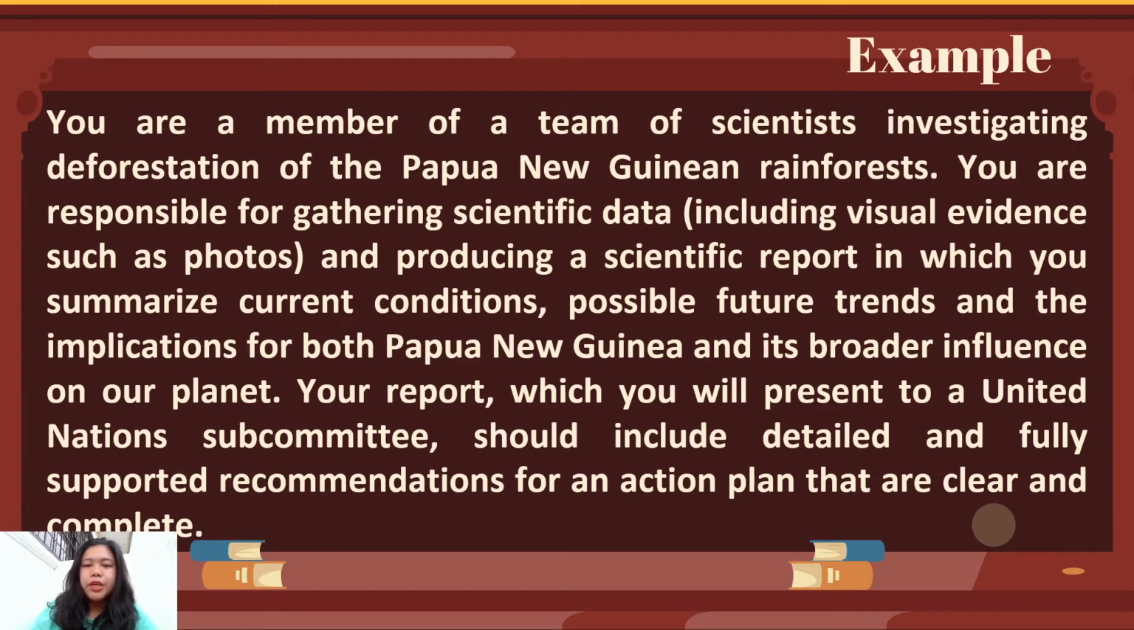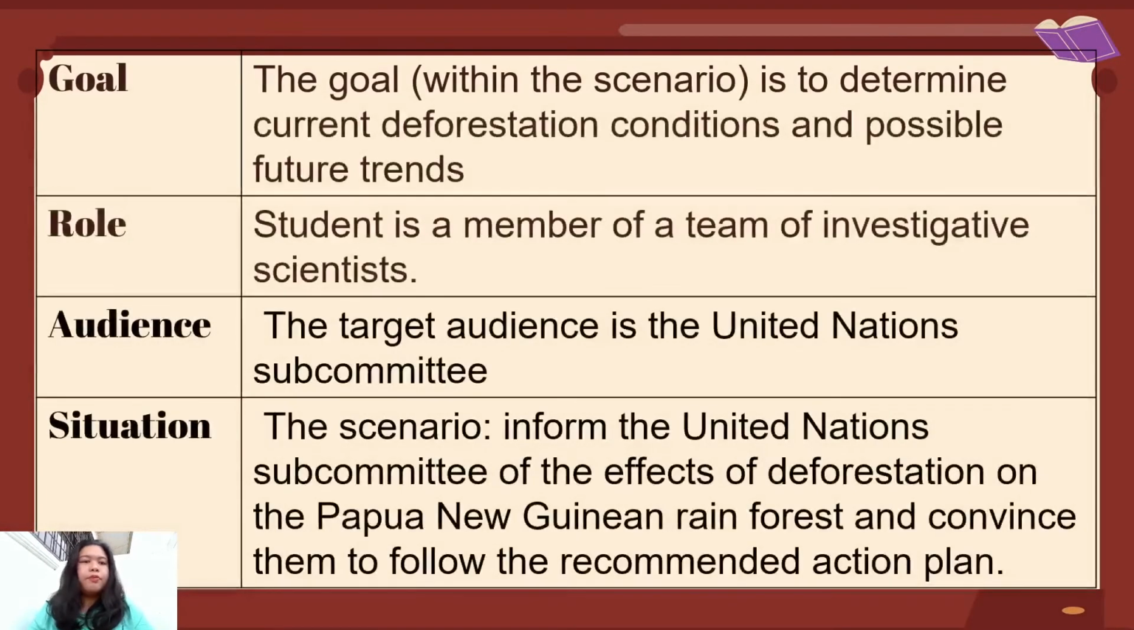So, here is the answer for our example number 1. The goal of the first example is to determine current deforestation conditions and possible future trends. So, yun ang goal ng example number 1. Next, role. Sino ang gaganap? It is us, the students, as members of a team of investigative scientists. That is the role according to the context.